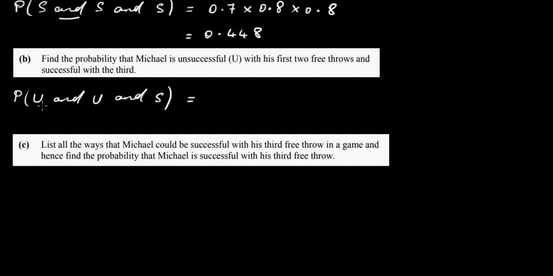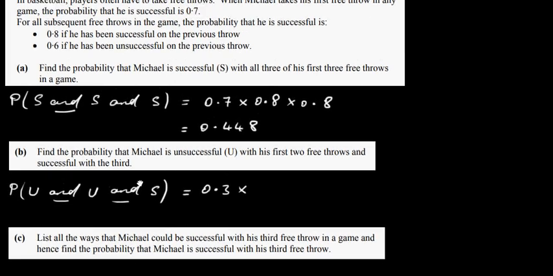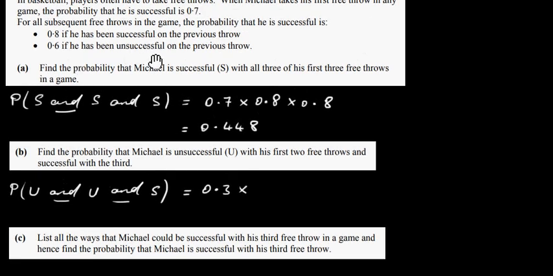So on his first throw he's unsuccessful. So we know that the probability that he's going to be successful on his first throw is 0.7. We had it here, so that means being unsuccessful on his first throw is 0.3. And here, that just means multiply. Now if he was unsuccessful with his first throw, that means the probability that he's going to be successful with his next throw is 0.6.